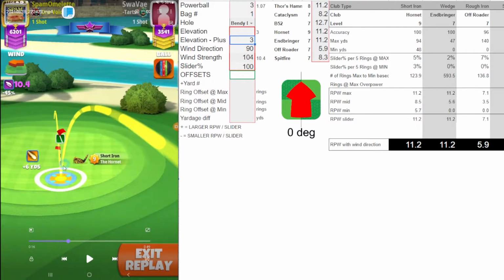Now that I had that dialed in, I knew I could use those numbers in the calculator. On this shot, I preset 3 for elevation. The wind direction in the tournament is always the same, so this approach was going to be 90 degrees, straight crosswind. This would be entered when the hole comes up, along with the wind strength. The slider I left at 100. There are 2 ways you can go about it. So I left it at 100 and put a -21 offset.